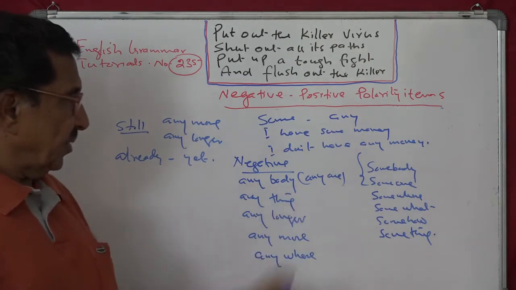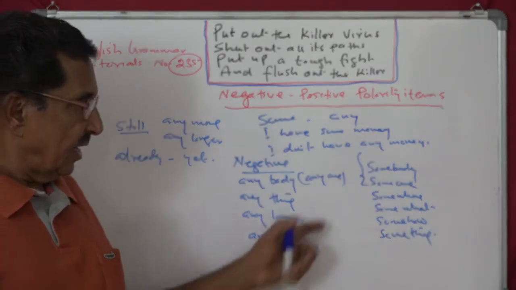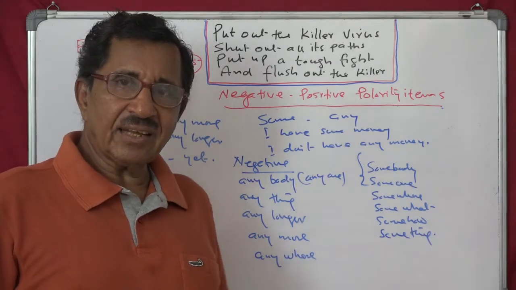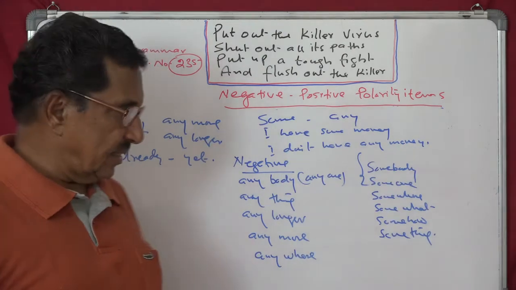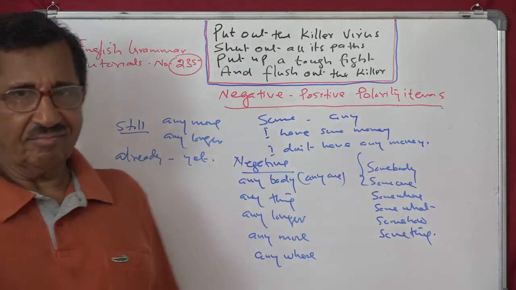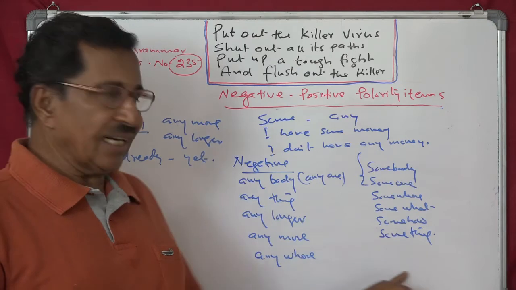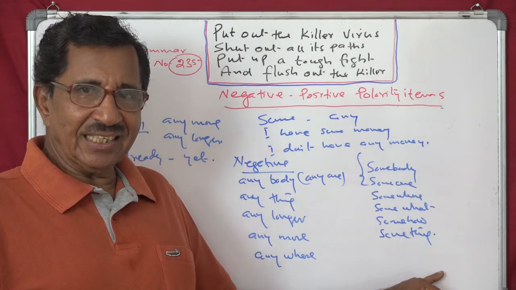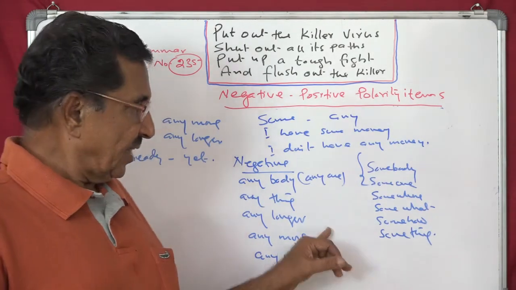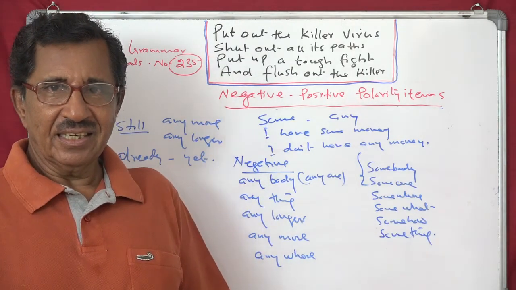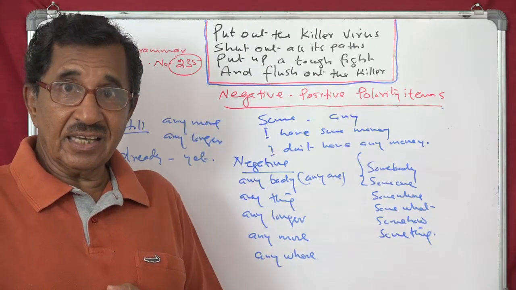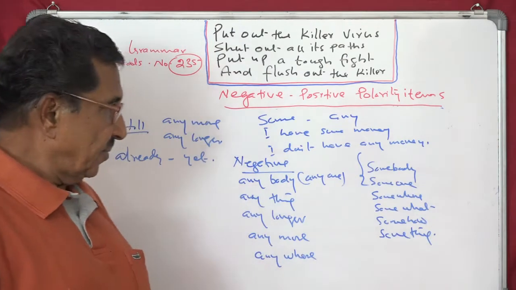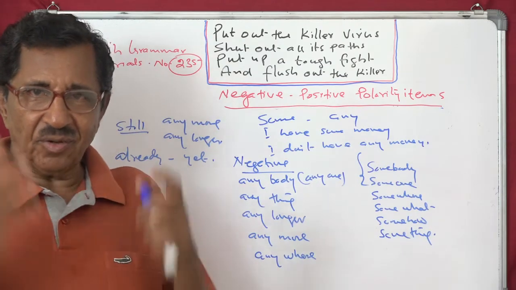Clear? Now with somebody: I have seen somebody. I have seen someone. He has gone somewhere. He has done it somewhat well. Somehow he has managed it. He has taken something. All positive sentences. You cannot say he has taken anything, or he hasn't done it anyhow. He has done it somehow. He has gone somewhere; you cannot say he has gone anywhere. I have met somebody. I have met someone.